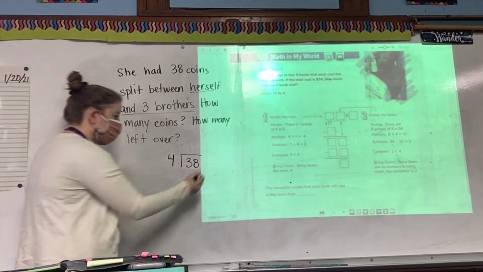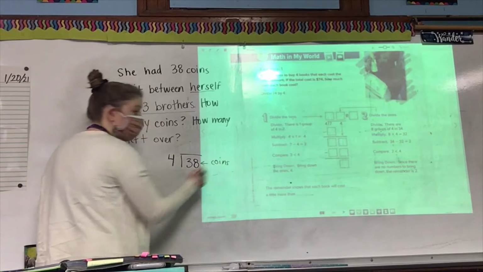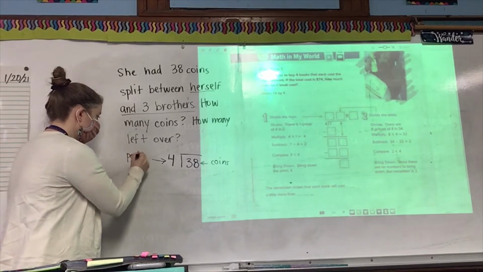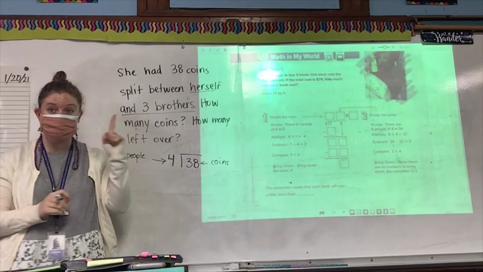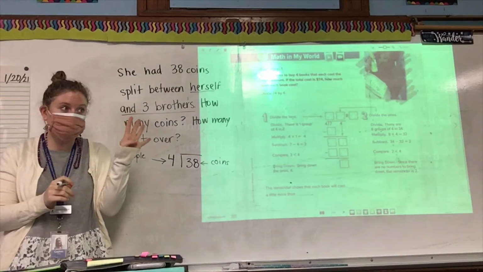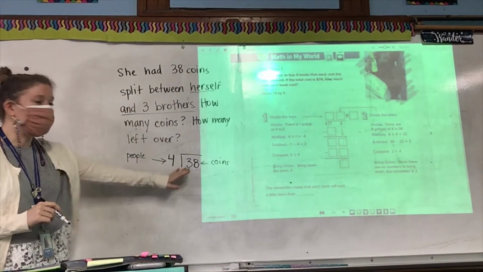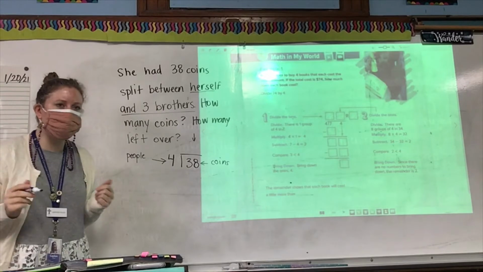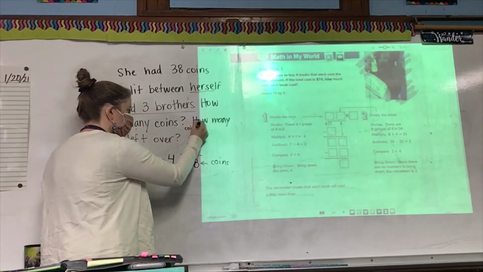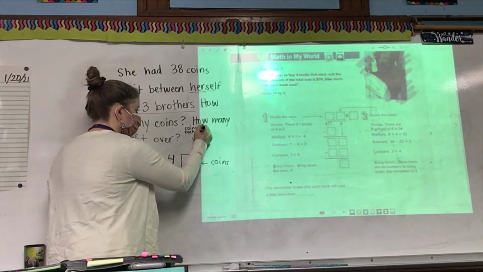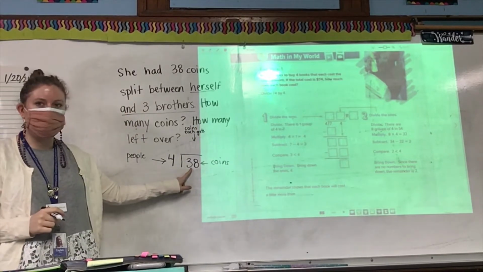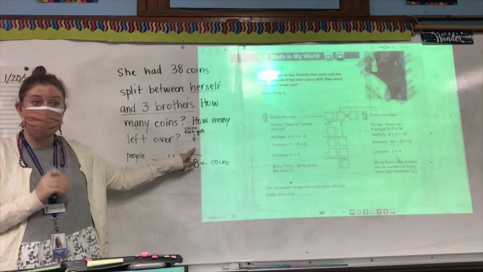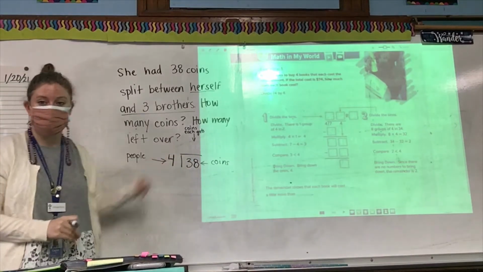So we know 38 means the total coins. We know 4 is the total people. Mitzi is a person. Her 3 brothers are people. And so when we finish, our quotient should tell us how many coins each gets. Because if we take 38 items and put them in 4 groups for each of the people, the answer is going to be how many items, the coins, in each group for each person.